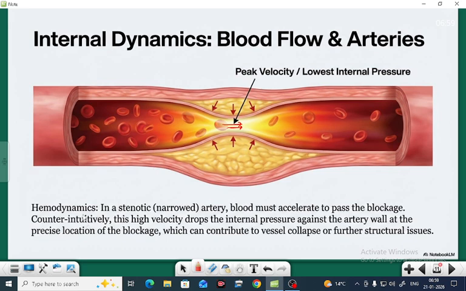In a stenotic narrowed artery, blood must accelerate to pass the blockage, this one. Counterintuitively, this high velocity drops the internal pressure against the artery wall at a precise location of the blockage, which can contribute to vessel collapse or further structural issues.